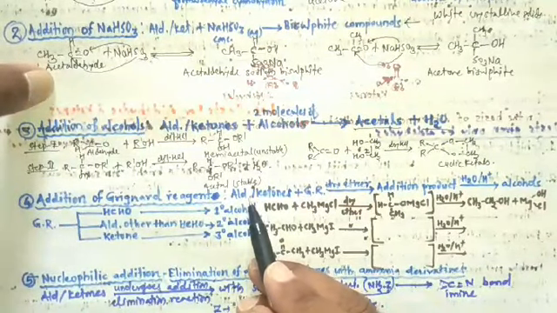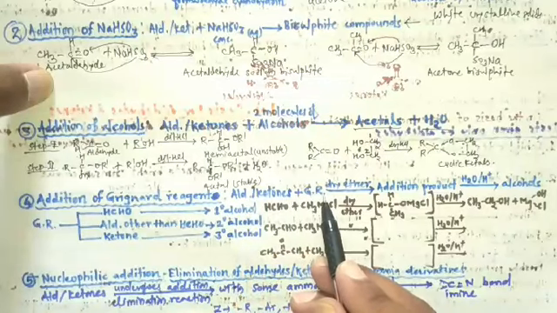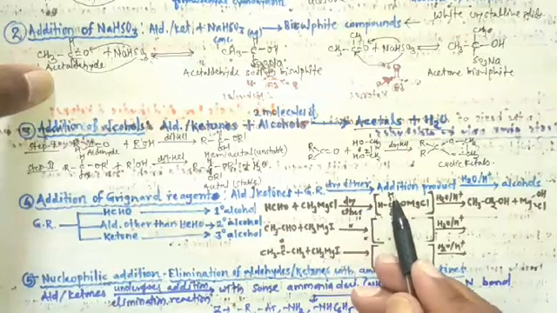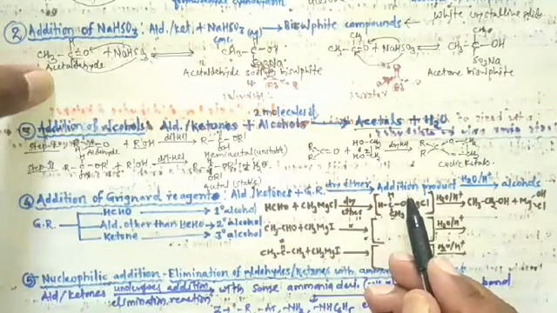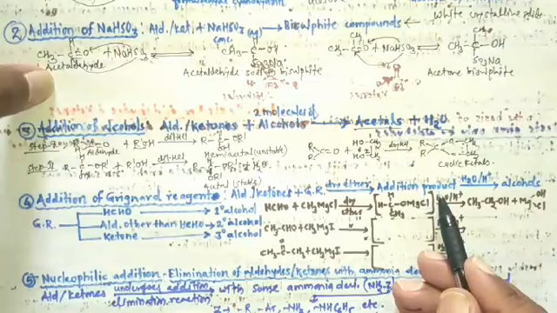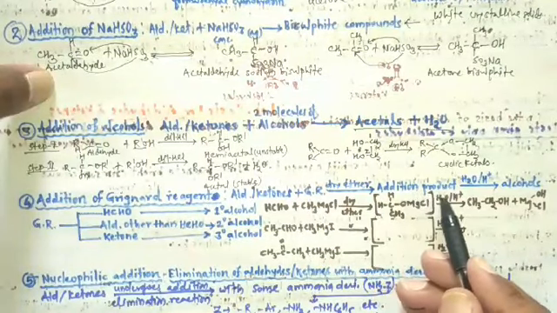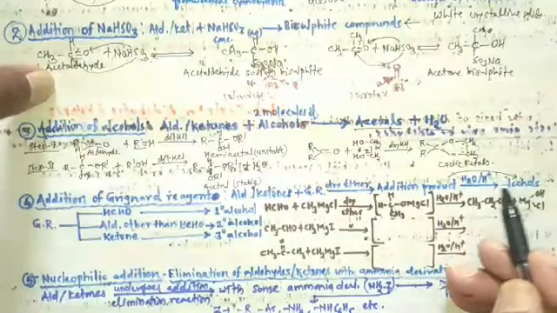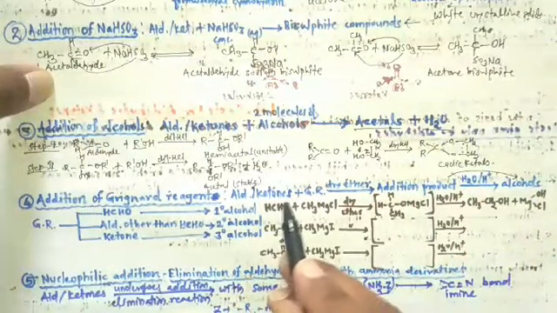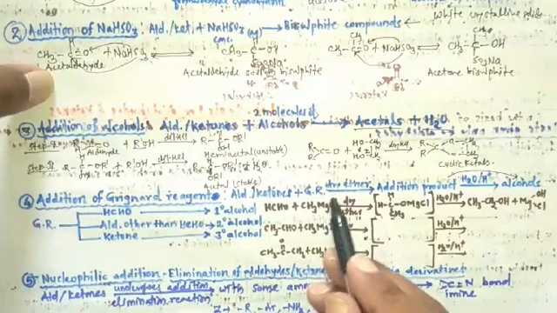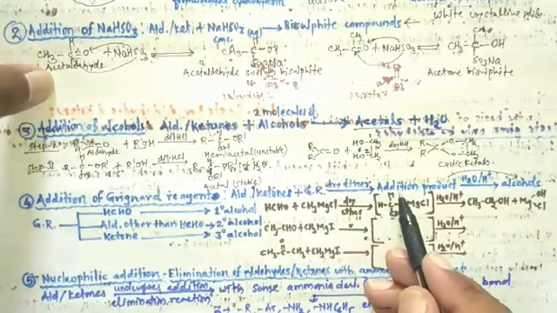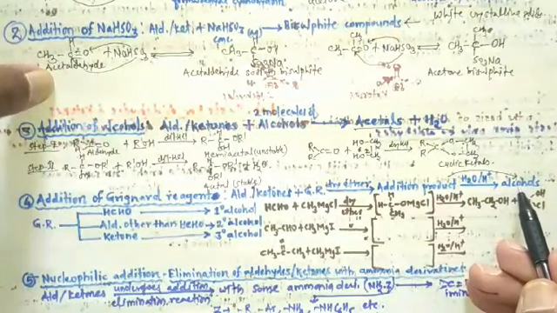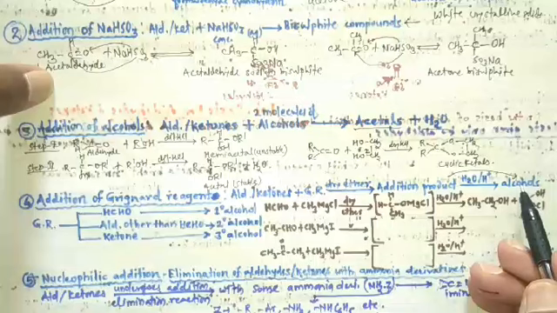So let's study addition of Grignard reagent to the aldehydes and ketones. When aldehydes and ketones are reacted with Grignard reagent, and when reaction is carried out in presence of dry ether, first of all magnesium complex or addition product is formed. This magnesium complex or addition product on acid hydrolysis then produces finally alcohols. So aldehydes and ketones reacting with Grignard reagent in presence of dry ether give magnesium complex or addition product, which on acid hydrolysis produces corresponding alcohols.